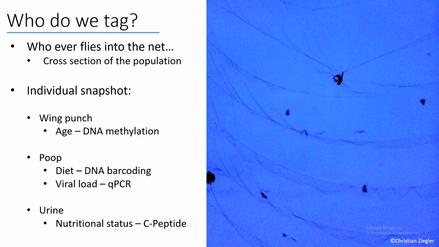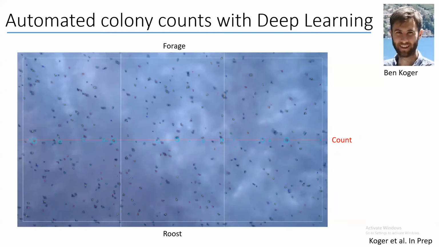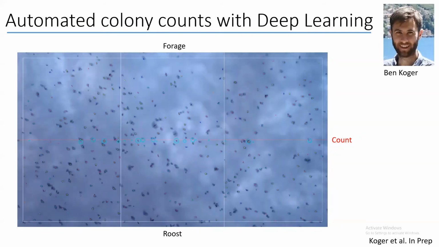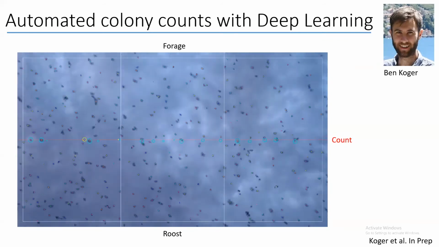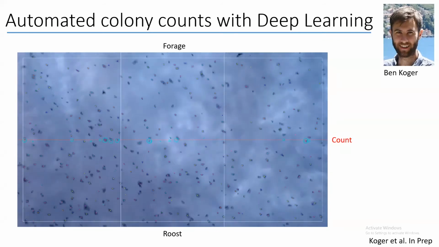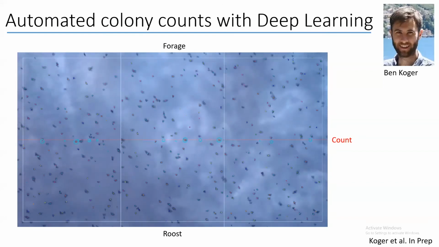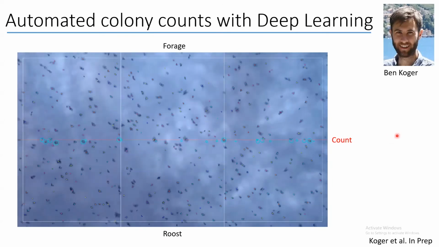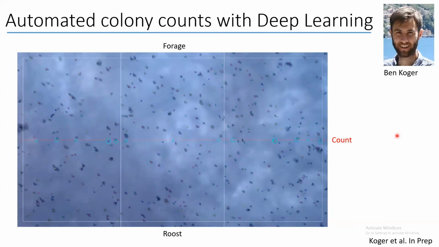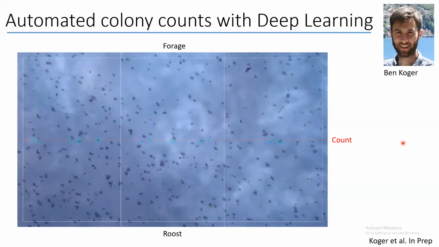And I just want to finish by talking a bit about another project that I've been working on with Ben Koger to actually automate colony counts. All of our methods previously have been using observers to estimate how many bats are flying by. But we hope to develop a more quantitative method for this. And so Ben is using deep learning and videos. These are just simple GoPros that are pointed at the sky around bat colonies.